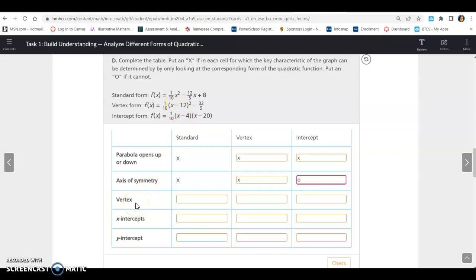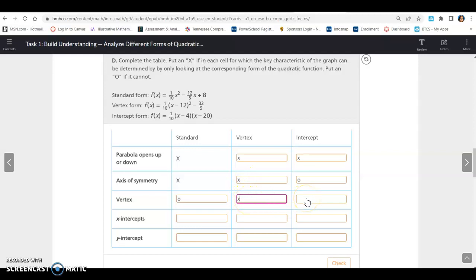All right, the vertex. Can you see the vertex from standard form? And I'm going to put no. You cannot. You have to do negative b over 2a and then plug x in to find y to find your vertex. So it's not easily seen there. All right, is the vertex easy in vertex form? Well, it is called vertex form. So 12 and negative 32 over 5 is the vertex. So that one would be yes.